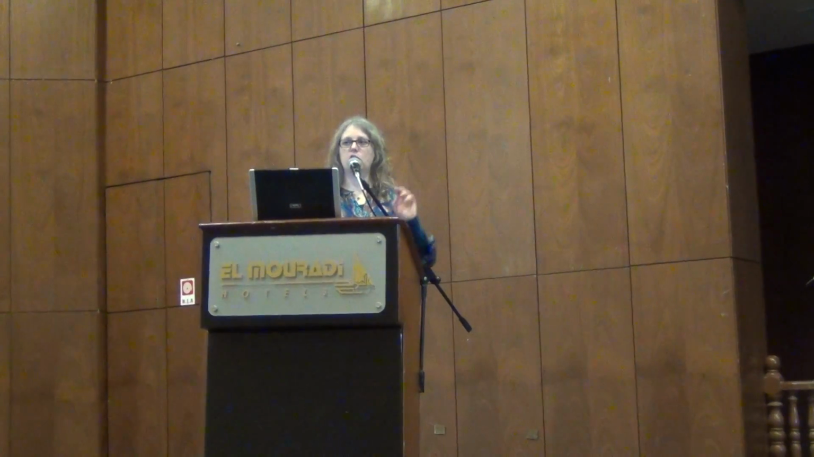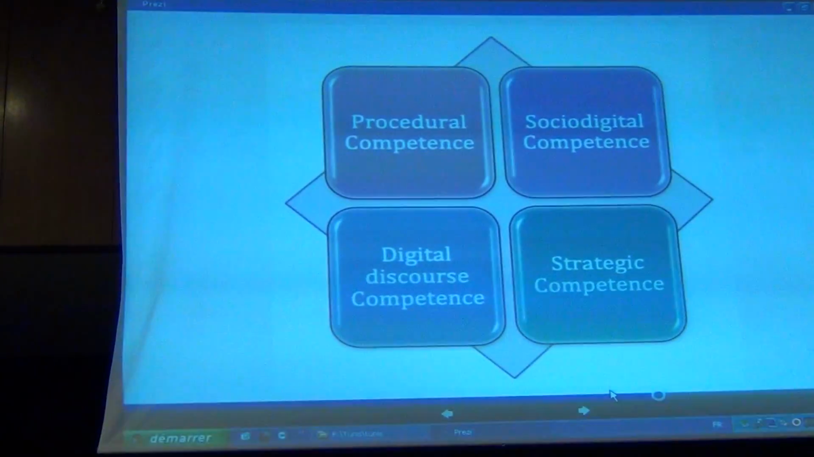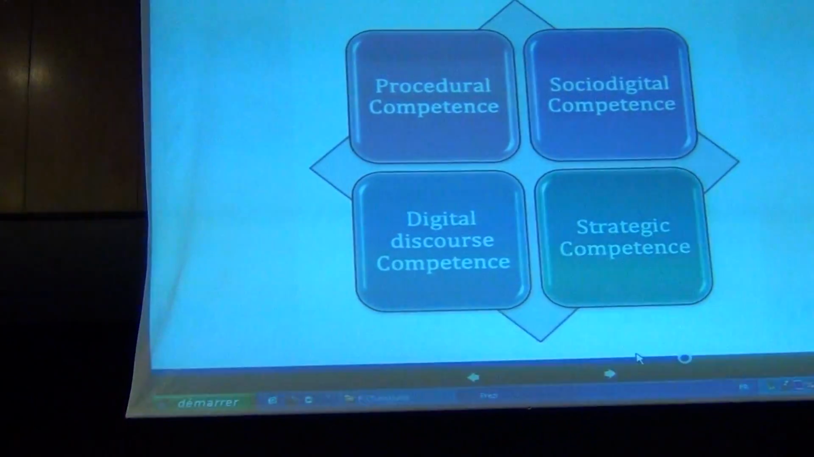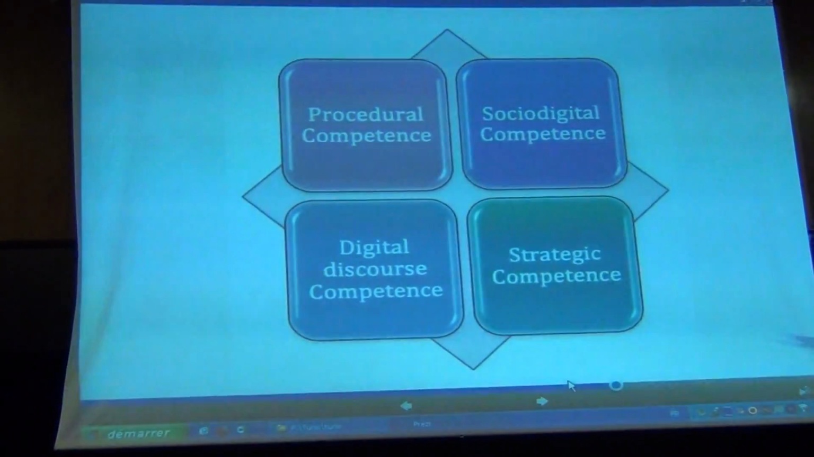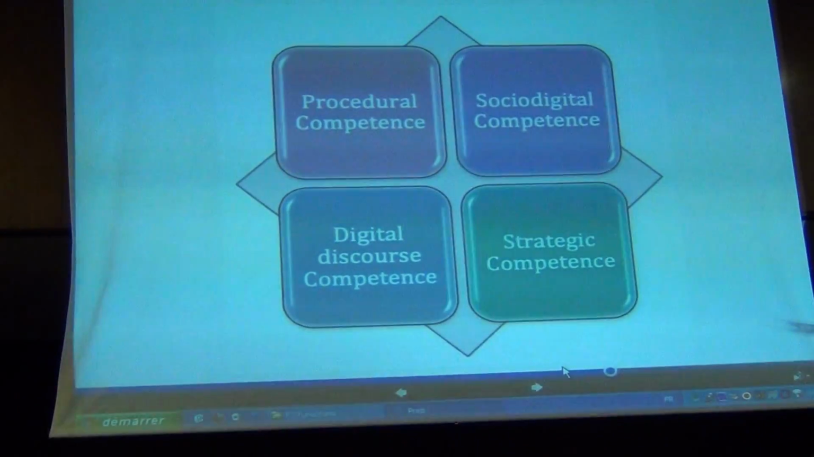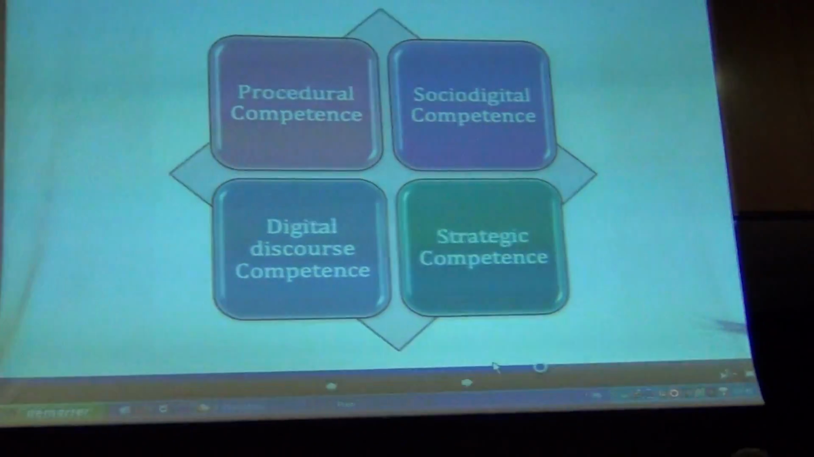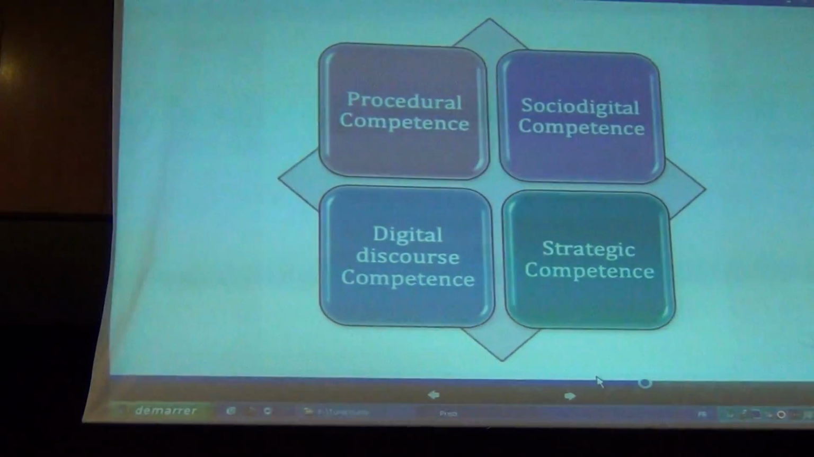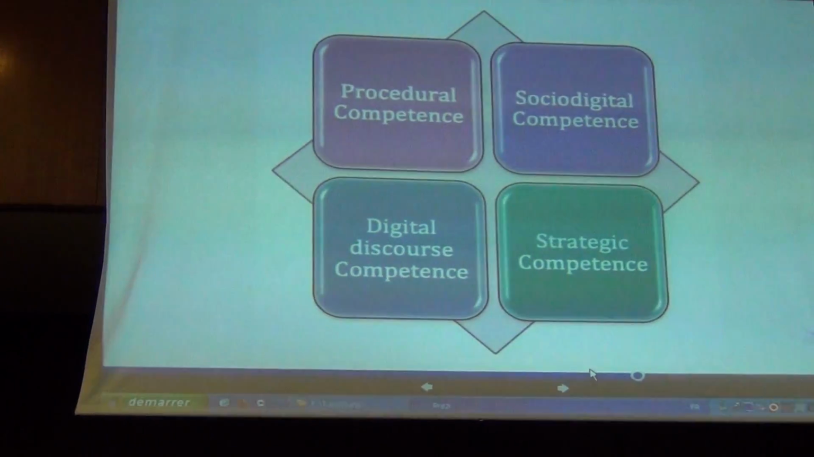And then strategic competence is about being able to repair mistakes and work around mistakes. So I'm not going to go into that at the moment. But it's these two quadrants, socio-digital competence and digital discourse competence, where language and digital technologies are intertwined. And we need to see both of those together in our assessments for the digital, assessment for the digital age. I should have used that as my title. That's a pretty cool title, isn't it?